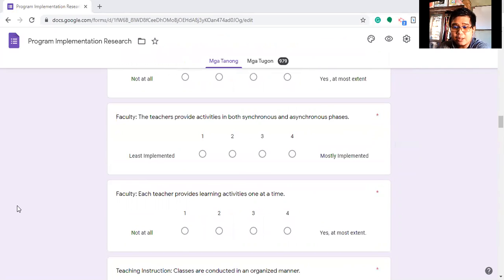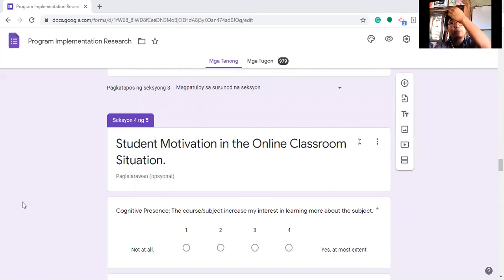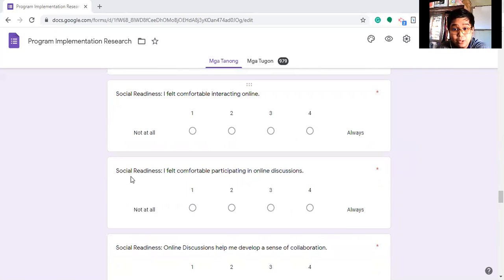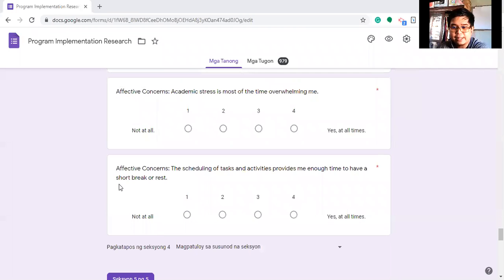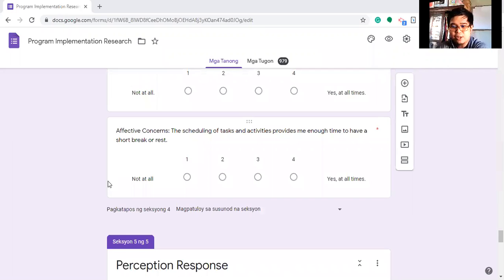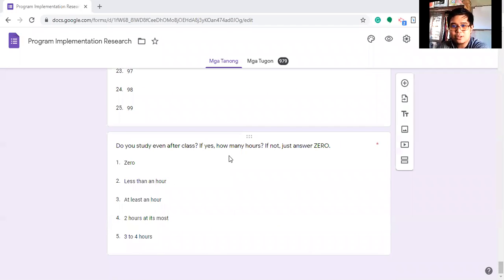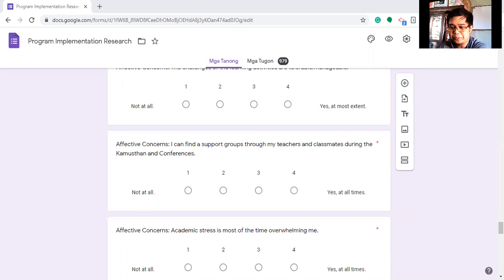And then for the second objective, we have the student motivation in the online classroom. We have 3: cognitive presence, social readiness, and affective concerns. Ito naman yung perception response regarding variables on grades and do you study even after class. So that's how you do your questionnaire. Do you have any questions on that?